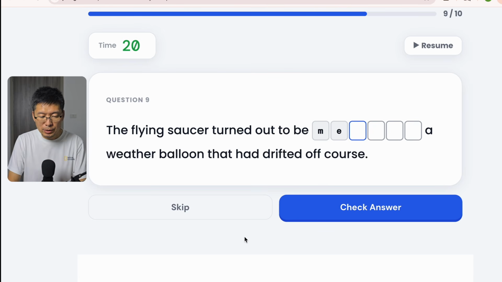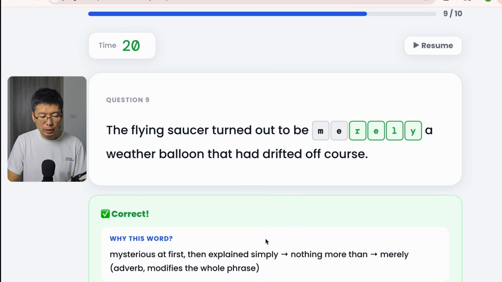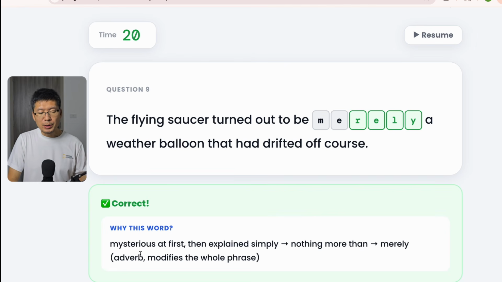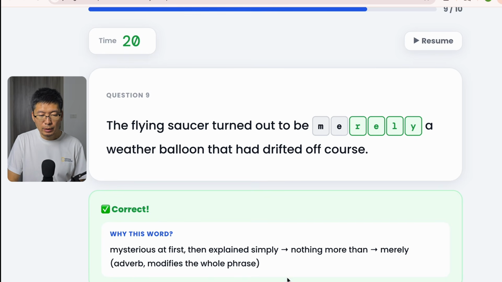Okay, I think the answer is merely. Okay, let's check. So it's mysterious at first, right? The flying saucer. Then explained simply, nothing more than something. Turned out to be, right? So it's only merely. It's merely. It's an adverb. Okay, have you answered correctly?